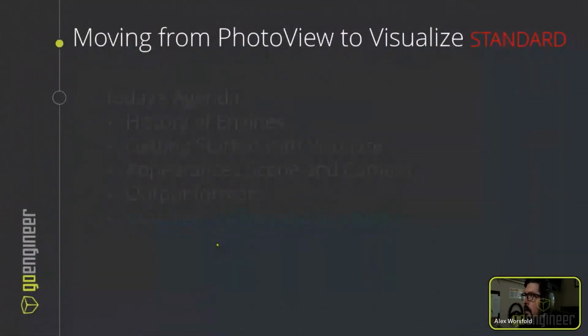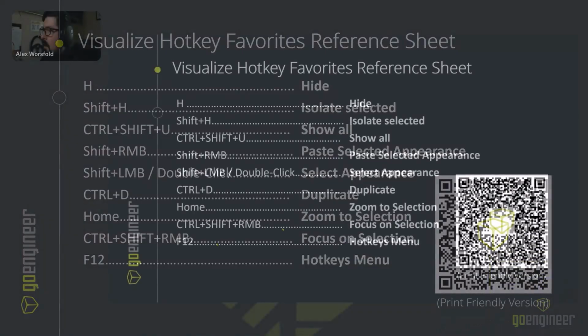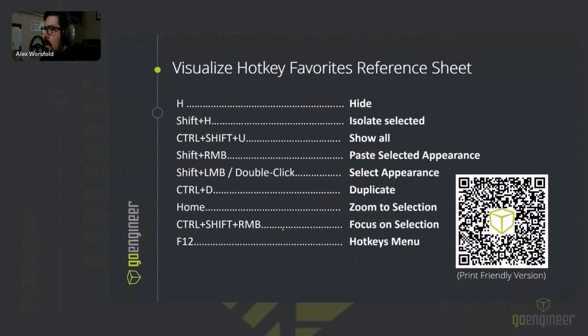All right, so that is everything. We talked about how to get started with Visualize Standard, how do you use it, how do you import things, and then we also talked about the different features within Visualize Pro. I mentioned a hot sheet or a hotkey favorites reference sheet. So take a screenshot, or if you use a phone, you can download a PDF of this file that is printer friendly in black and white that you can stick on your wall.